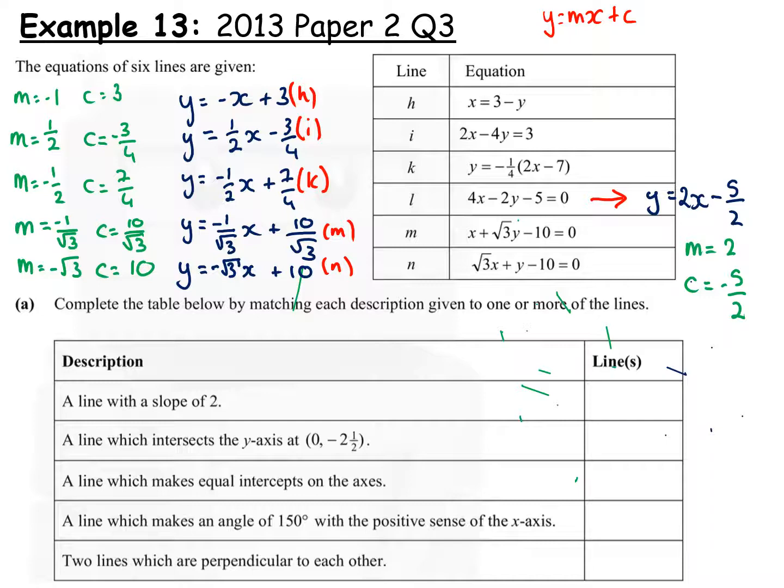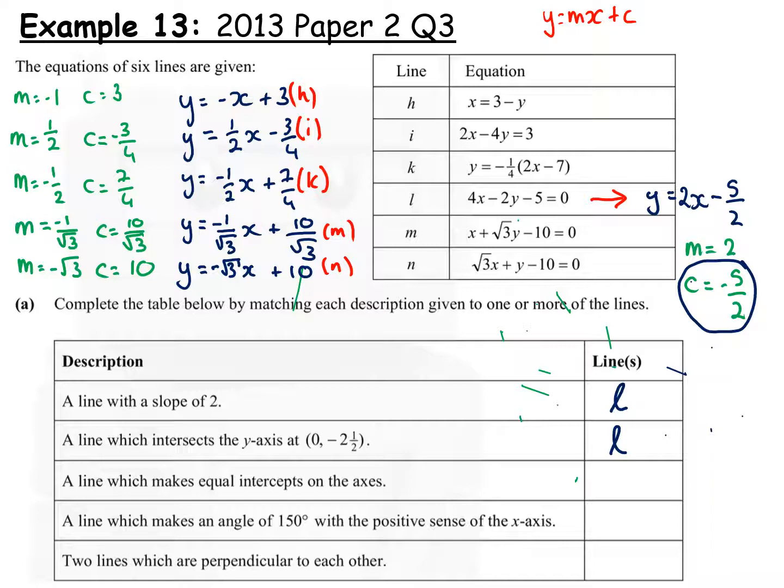So which line has a slope of 2? That is line L, which has an intercept with the y-axis at minus 2.5. So the one that's 2.5 is actually this one, minus 5 over 2, so that's L as well. A line which makes equal intercepts on the axes, we'll talk about that in a second. A line which makes an angle of 150 degrees with the positive sense of the x-axis, we'll talk about that one in a second as well. And the easier one to go to is two lines which are perpendicular to each other.